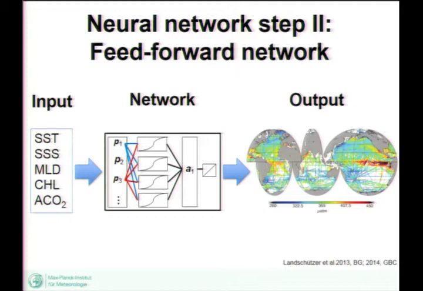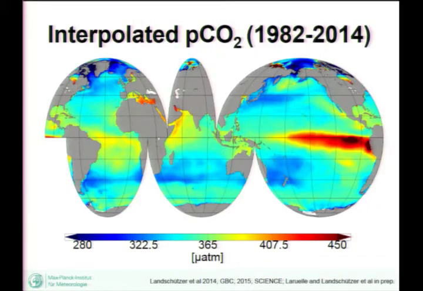And once we've done that, we end up with this. This is the interpolated sea surface partial pressure CO2 from 1982 to 2014, exactly the same time period I showed you earlier where we had observations. And what's new, for those who are familiar with my previous work, is that what we're working on at the moment is also to include coast and marginal seas. This is very much ongoing work, but I still wanted to show you a bit of a teaser that we are going in that direction as well.